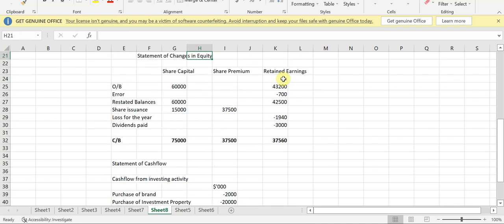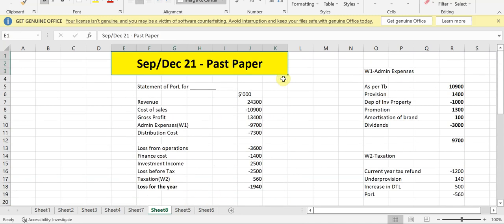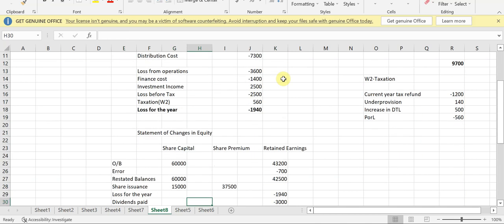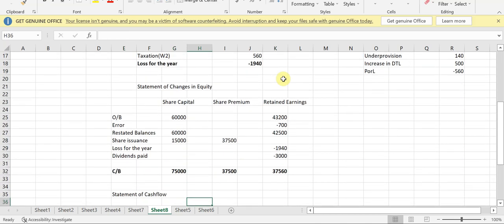So this was your complete question. We did two workings only, admin expenses and taxation, and the rest we have done on the face of the statement of profit or loss.